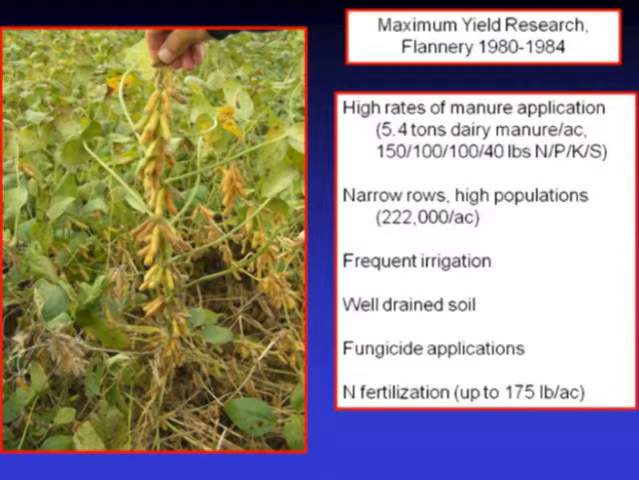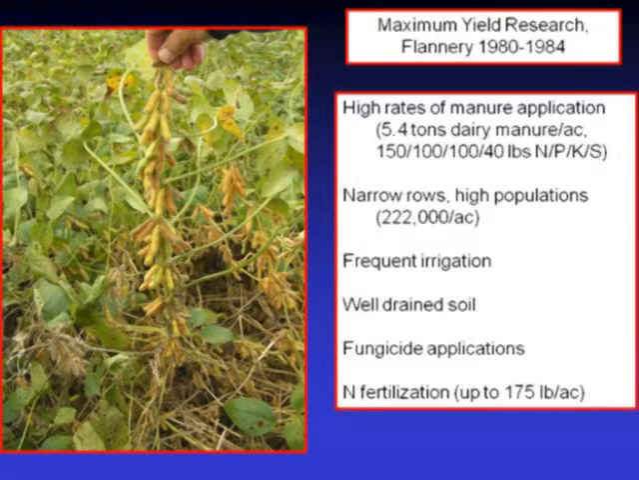He used high rates of manure application in his experiment, in this case dairy manure, supplying about 150 pounds of nitrogen, 100 pounds of P, 100 pounds of K, 40 pounds of S in the manure applications. He used narrow rows, high plant populations. He irrigated frequently. He also had a very well-drained soil.